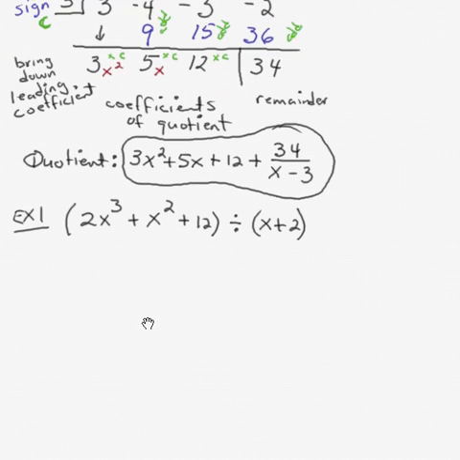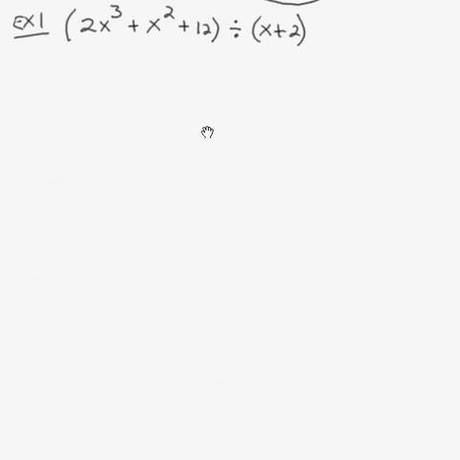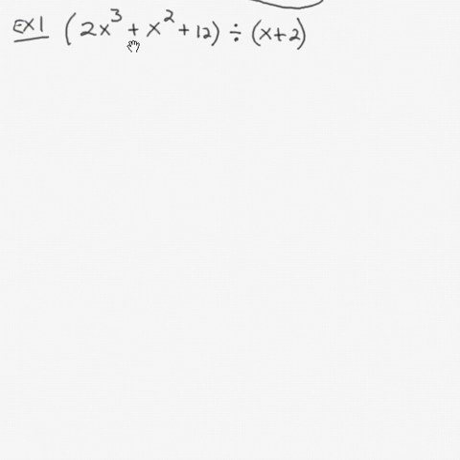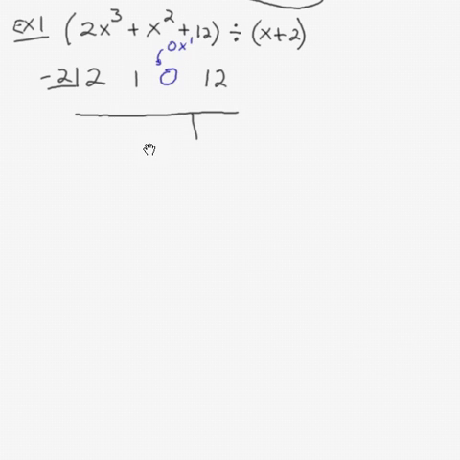So let's look at another example, example 1 this time. I'm going to take 2x to the third plus x squared, careful, no x to the first, plus 12 divided by my divisor, x plus 2. So I start by taking the coefficients of my dividend, 2x to the third, positive 1x squared, and yep, don't forget the placeholder, 0 for x to the first, 12 for the constant. If you forget this placeholder, we'll not get the right answer. My divisor is 1x to the first power, so we're good for synthetic division.